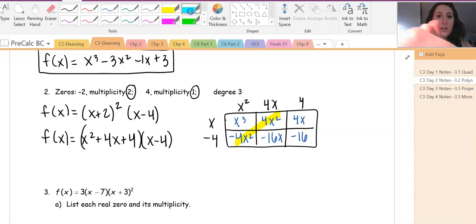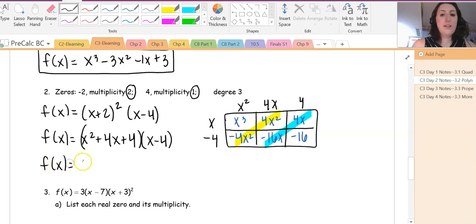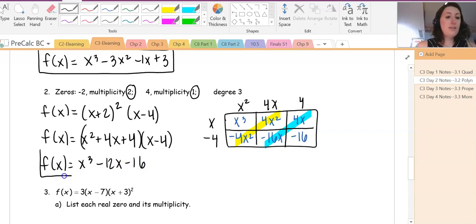So those are like terms. Sometimes you get lucky and the like terms are on diagonals. And then we can just write our final answer here. So we should have an x cubed. It looks like my x squareds are canceling. Hopefully yours did also. And then I'll have a minus 12x and then a minus 16, which is what my answer key says too. So yay for me.